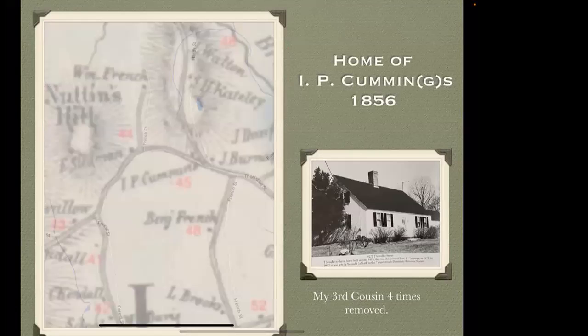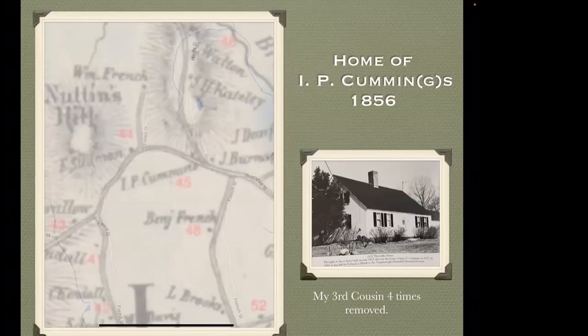This is that same land ownership map, only I have zoomed in, and here is my 3rd cousin 4 times removed. It's kind of in the center. In the center of the screen, you see IP Cummins. So I know that sometimes Cummings and Cummins were used interchangeably. And I found him in the census.